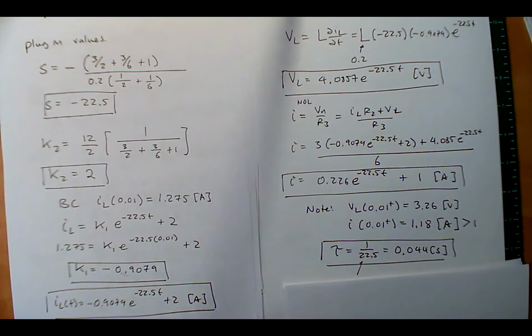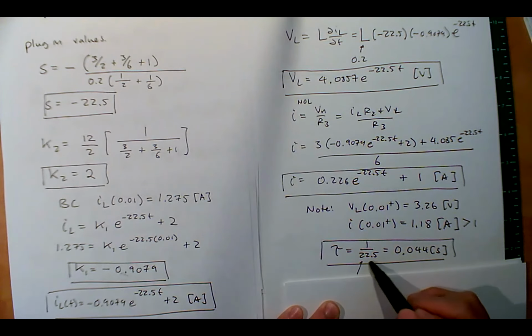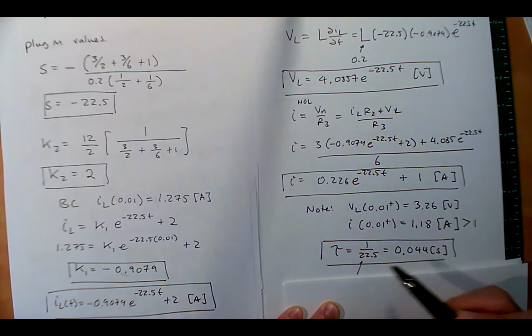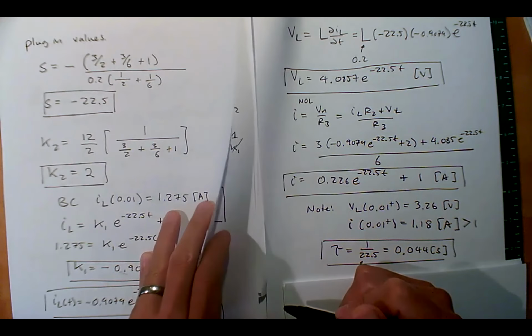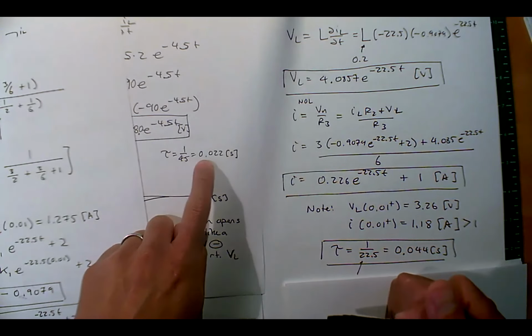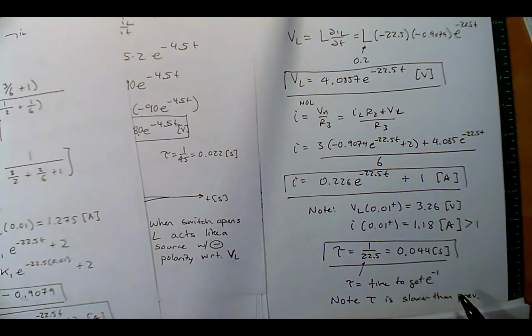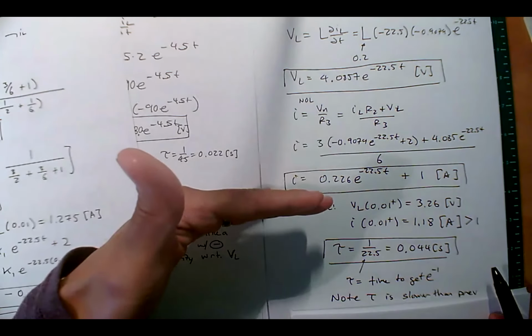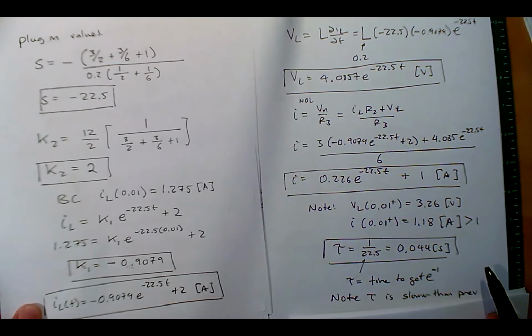And what's our new time constant? New time constant is 1 over 22.5, right? 1 over this number, which is 0.04 seconds. So if we compare it to the previous one, the previous time constant was 1 over 45, which is 0.022 seconds. We get double the time constant. It's slower. So when we close it again, we actually are going to see a slower response.